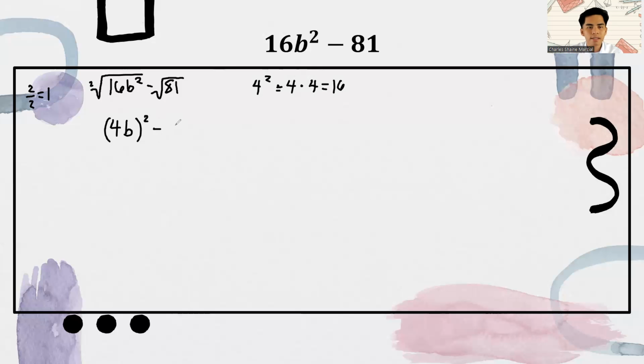So then next, kunin natin yung square root ng 81 and that is equal to 9. Opo, so 81, that is 9 squared and that is equal to 9 times 9 equals 81. Okay, then square din natin siya para maging 81 pa rin yung kalalabasan niya.